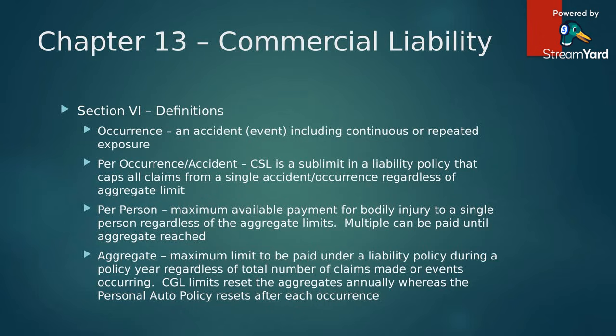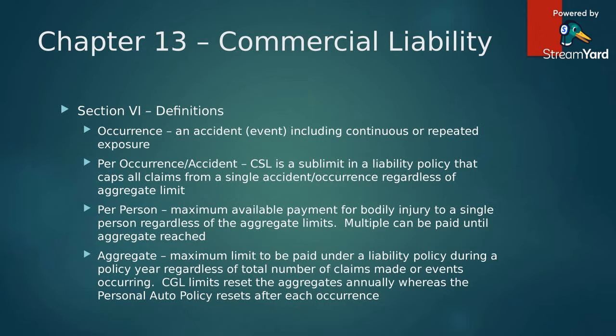Now, for the aggregate limit, this is going to be different for general versus product and completed operations. It's the maximum amount of coverage available under a liability policy during a policy year, regardless of the number of claims made or the number of events that occur. Losses paid under coverages subject to aggregate limits would reduce the amount available for future losses to the point that no future claims could be covered. Aggregate limits can be exhausted, meaning you can run out of money to pay the claims, but are going to be restored every year at the anniversary of the policy upon renewal.